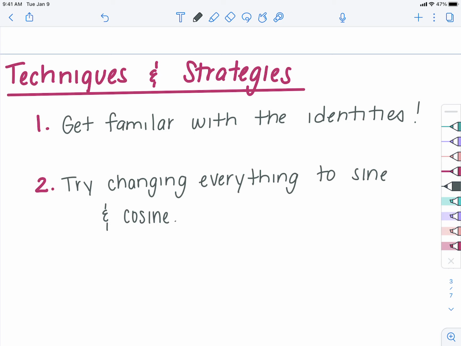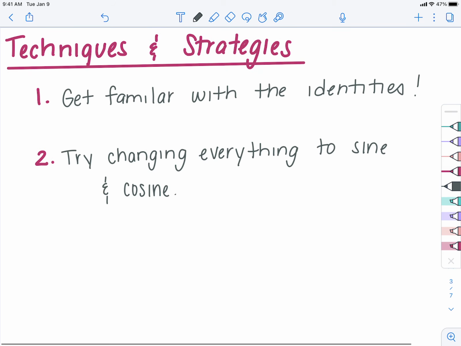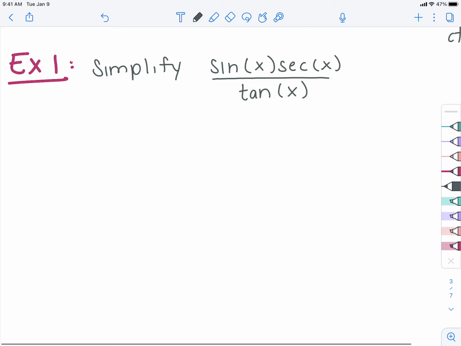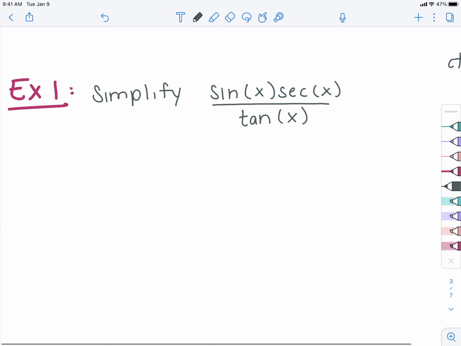Alright, so without further ado, let's see what these bad boys actually look like. We want to take something like sine of x, secant of x, all over tangent of x, and we want to simplify it as much as possible. So, fractions, trig functions, all smushed into one. It's basically like the big mamma jamma of math problems. A little overwhelming. We want to make it look prettier.